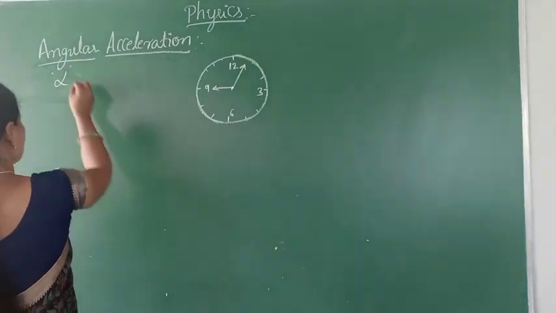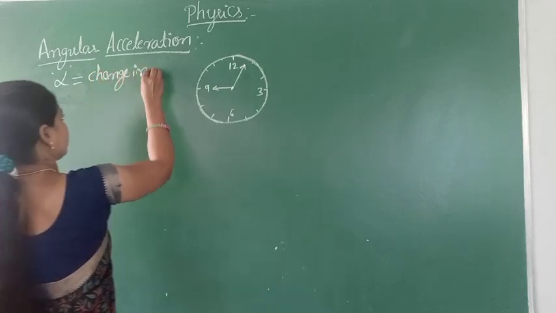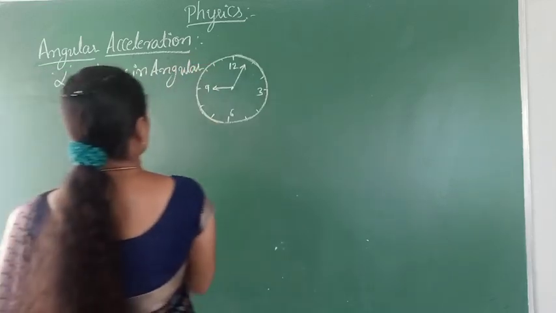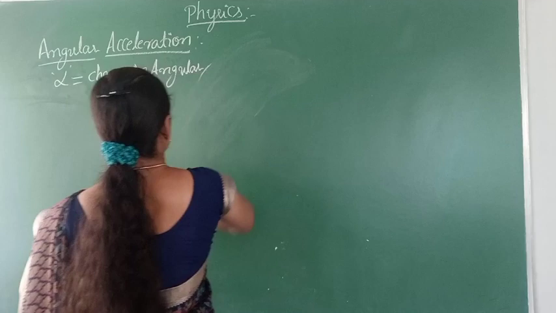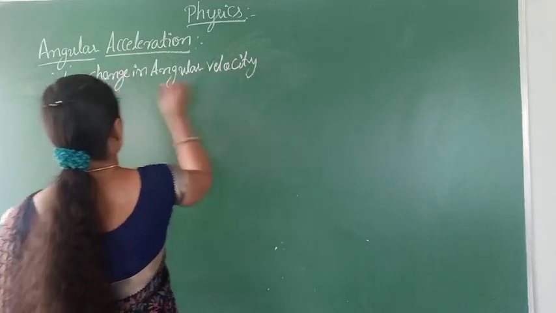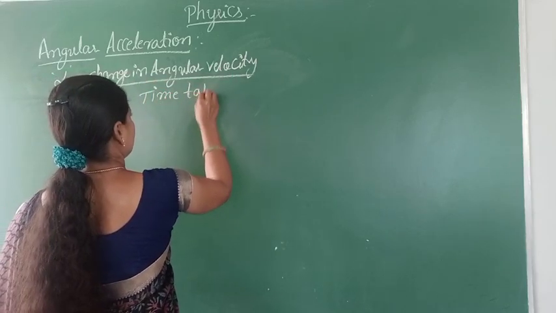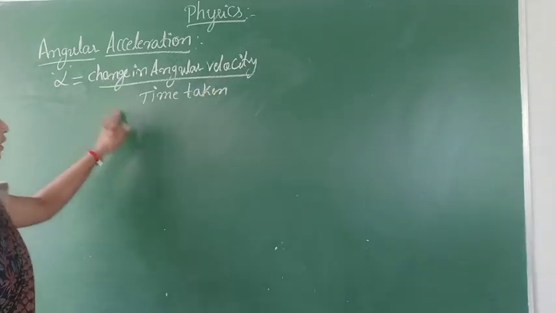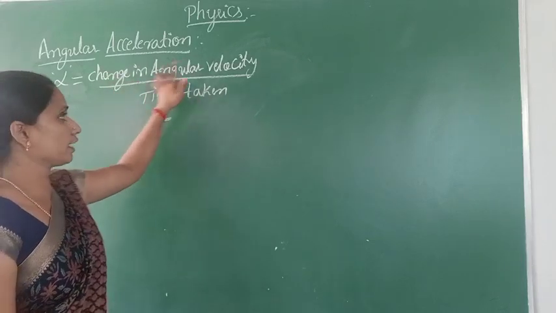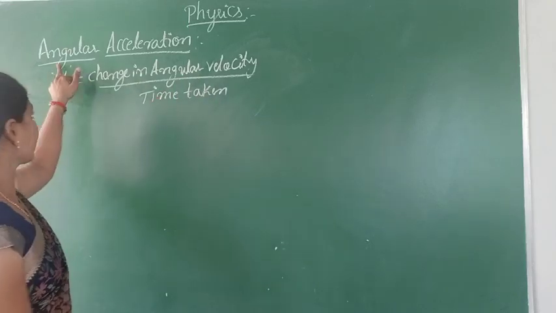Clear? So angular acceleration is equal to the change in angular velocity by the time taken. We can also define it as the ratio of the change in angular velocity of the rigid body to the time taken, which is known as angular acceleration.